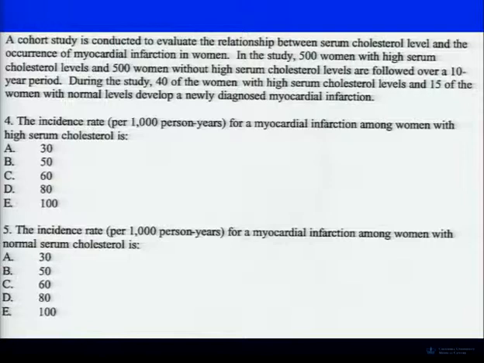How many women with high cholesterol develop disease? 40. And what's your denominator here? 500. So that's going to be what per 1,000? So it's 80 per 1,000. So that would be D.